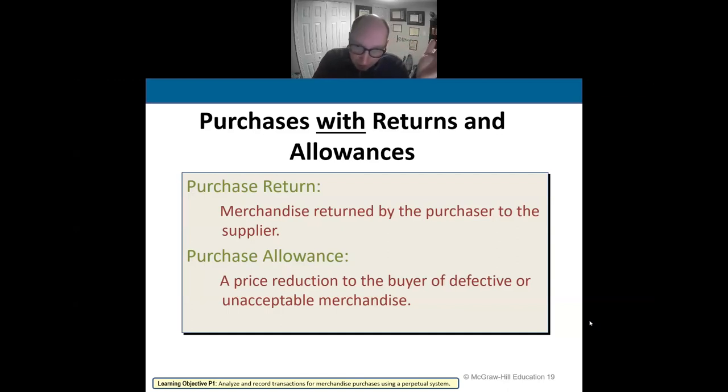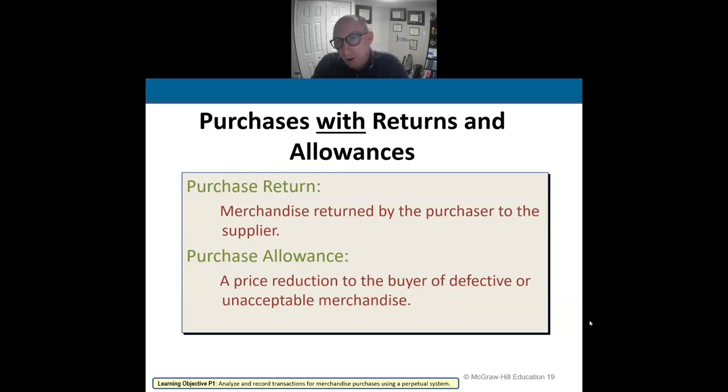Okay, customers return stuff for whatever reason. It happens, okay? So we have returns and allowances for things like this. When a customer returns something to your store for whatever reason, it's just a return. Merchandise was returned by the purchaser to the supplier, me, the person who sold it. Based on whatever the store's policy is, returns can be either store credit or cash going back to the customer, whatever the store policy is. That's returns. We also have purchase allowances.